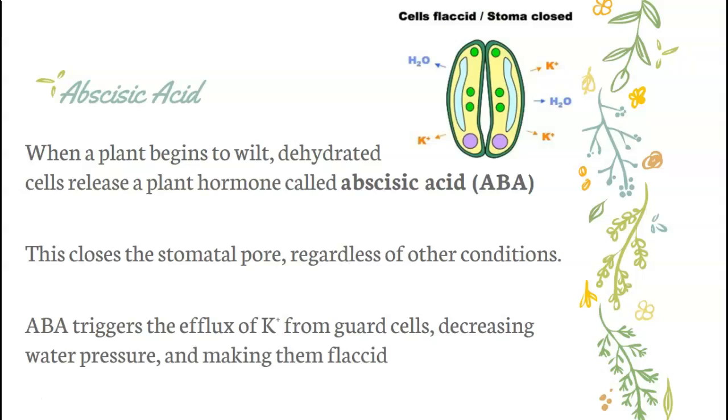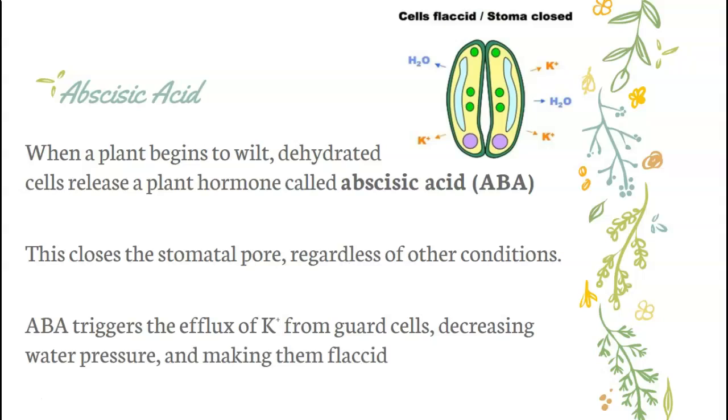So, abscisic acid is a plant hormone. It's kind of like the Hail Mary of plant hormones. If your plant is dying, abscisic acid will be released. So when a plant wilts, abscisic acid is released and forces the stoma to close. It doesn't care about anything else. It will just force stoma to close by removing potassium ions from guard cells.